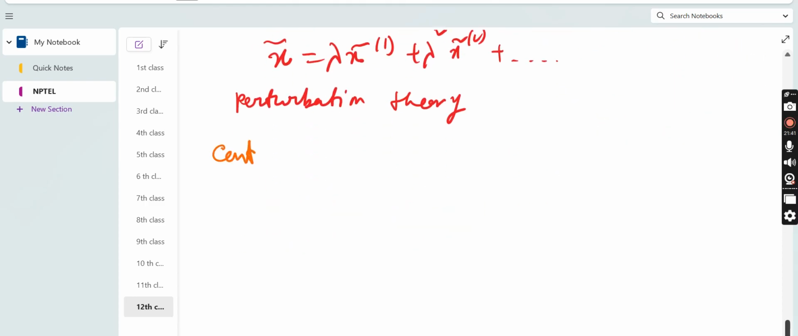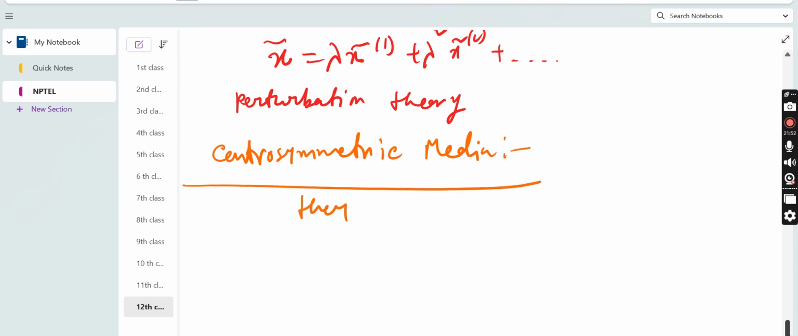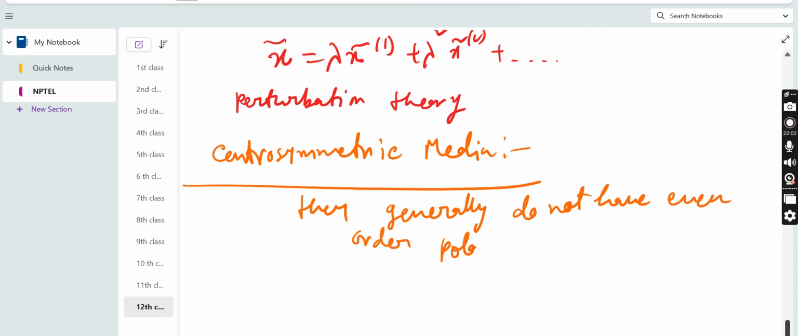So centrosymmetric media generally do not have even order polarizations.